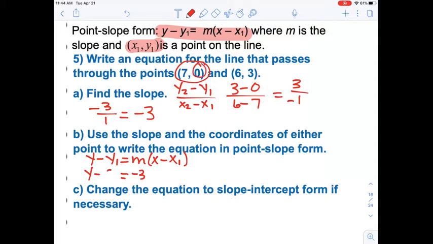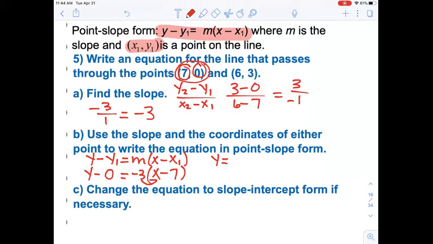So I'm going to do y minus, and here I plug in that y value, which is 0, equals, and then m is negative 3 times x minus, and then x is 7. I'm getting that from the point. Now I need to solve this.